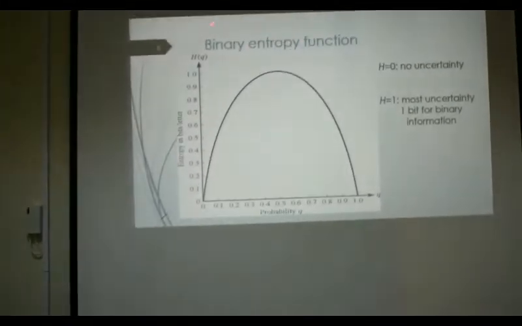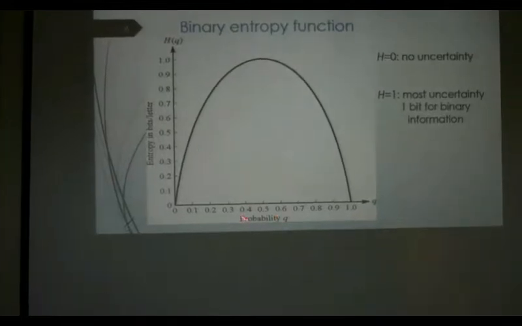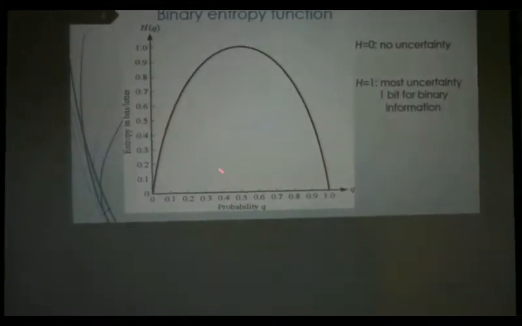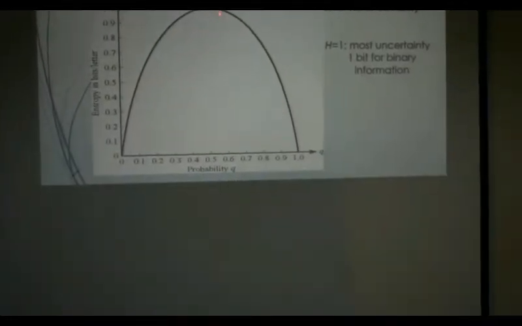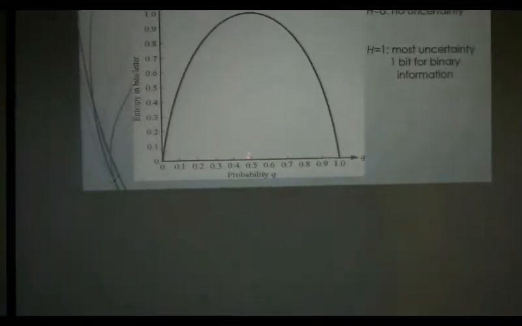And now we have the binary entropy function as a function of probability. When H equals 0, there is no uncertainty. When H equals 1, there is the most uncertainty, 1 bit for binary information.